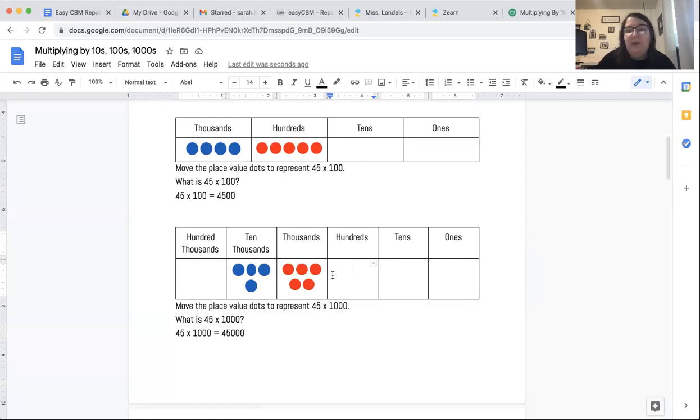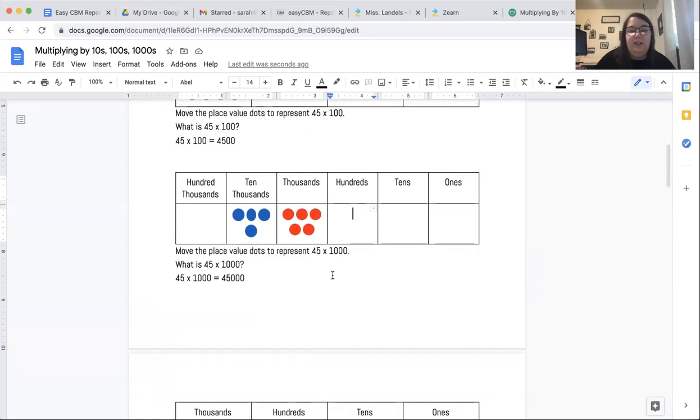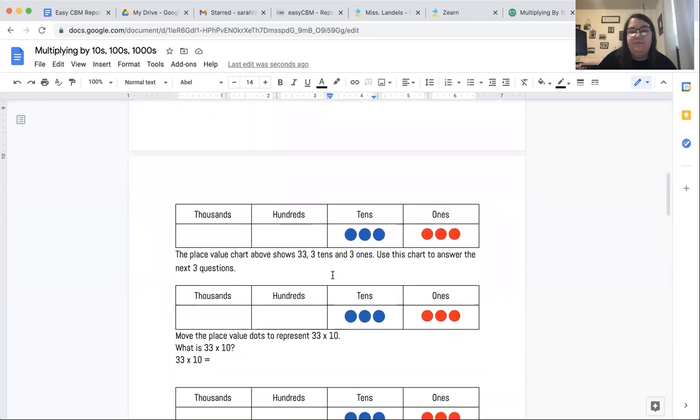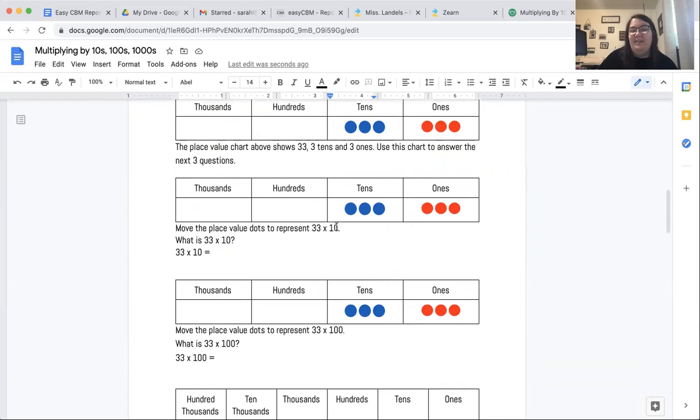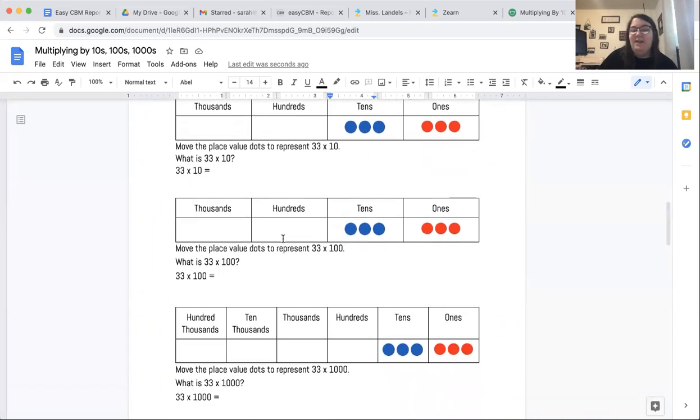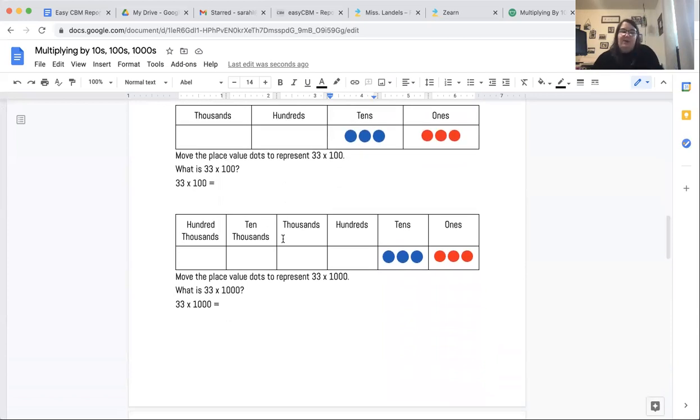Okay, so what you are going to do is you're going to scroll down, and I have 3 more problems that I want you to practice. Okay, we have 33. We have 3 tens, 3 ones, and we're going to use this number to complete our next 3 place value charts. So just like we did above, we are going to do 33 times 10, 33 times 100, and 33 times 1,000.